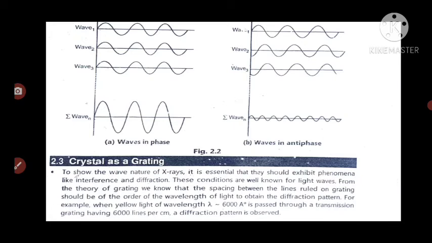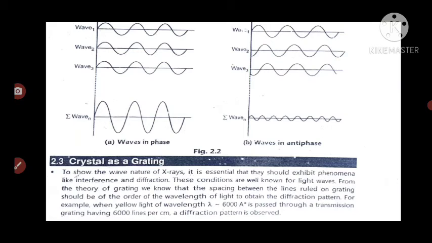Consider the first figure A, which shows the waves in phase. We see the first wave, second wave and third wave, originating at the upper side of this crystal plane and passing through as sinusoidal waves. If we see the summation of the waves, the total magnitude increases, which is called passing through in phase.